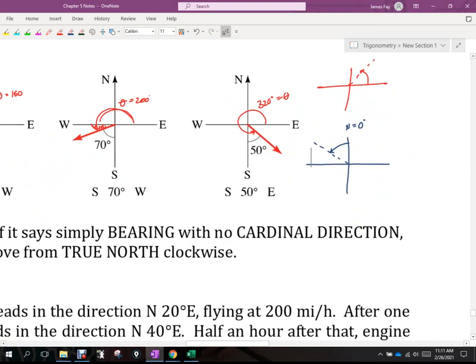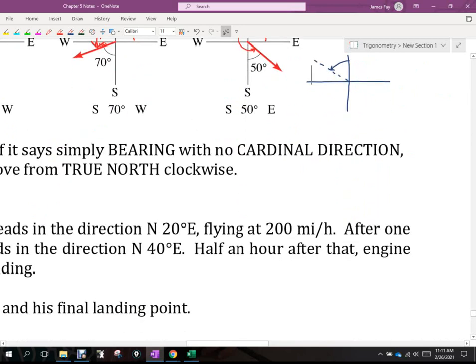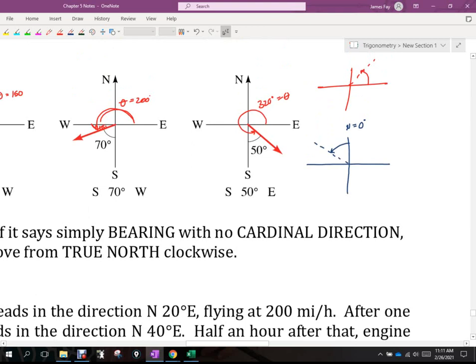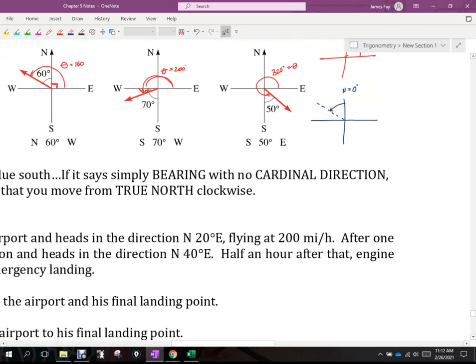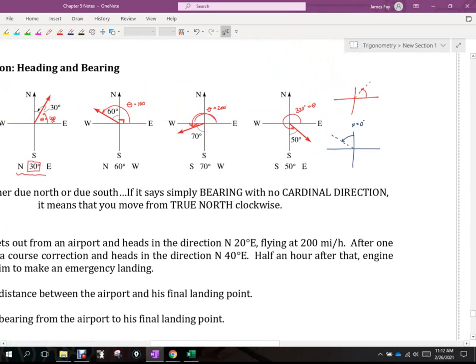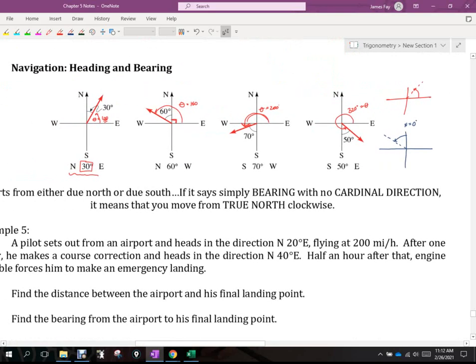Anything that I would give you will either say in great detail, north 20 degrees east, something like that, or north 40 degrees east. If I wanted you to go from true north, I would tell you somehow in phrasing that using true north as 0 degrees, let's look at an angle of whatever. So somehow I'll draw your attention to that. Okay, so now get to this question. Once we understand that, it says a pilot sets out from an airport and heads in a direction of north 20 degrees east, flying at 200 miles per hour.